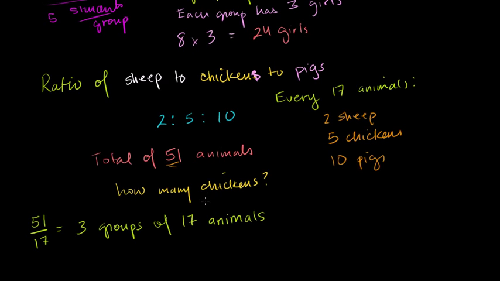Now, I want to know how many chickens. Every group has 5 chickens. We already know that. And I have 3 groups. So I'm going to have 3 times 5 chickens, which is equal to 15 chickens. Not too bad. All I did is add these up and say for every 17 animals, I've got 5 chickens. I've got 3 groups of 17. So for each of those groups, I have 5 chickens. 3 times 5 is 15 chickens. And you could use the same process to figure out the number of sheep or pigs you might have.